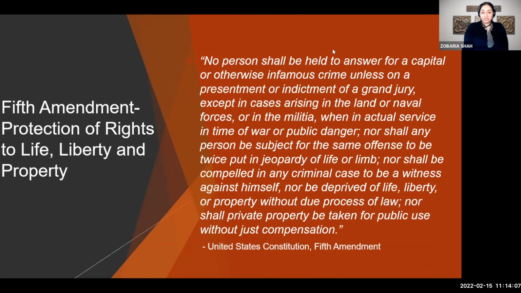Here's the Fifth Amendment, the protection of rights to life, liberty, and property. Okay, the Fifth Amendment has a lot going on. No person shall be held to answer for capital, or otherwise infamous crimes unless on a presentment or indictment of a grand jury, except in cases arising in the land or naval forces, or in the militia, when in actual service in time of war or public danger, nor shall any person be subject for the same offense to be twice put in jeopardy of life and limb. Essentially, you can't have double jeopardy. Nor shall be compelled in any criminal case to be a witness against himself. You cannot incriminate yourself. Okay, that's why people say, I plead the Fifth, because they're pleading to the Fifth Amendment.